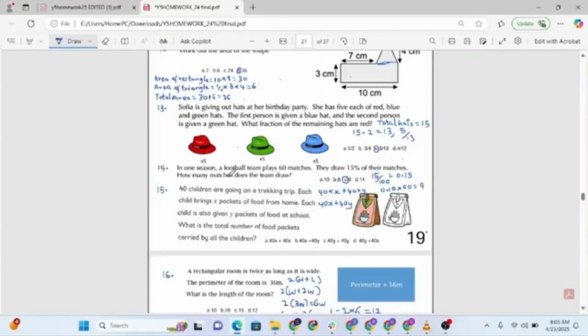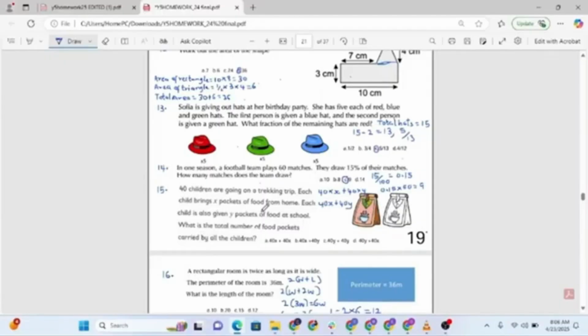Question 15. 40 children are going on a trekking trip. Each child brings X packets of food from home. Each child is also given Y packets of food at school. What is the total number of food packets carried by all the children? Step 1. Each child carries X plus Y packets of food. Step 2. There are 40 children. So we multiply the total number of packets each child carries by 40.